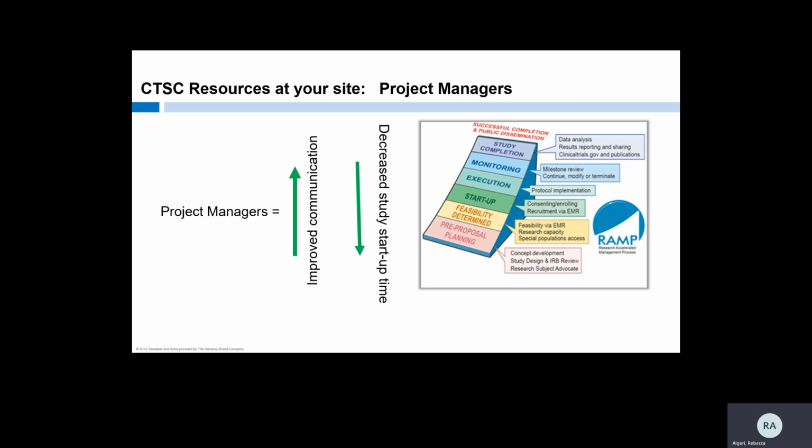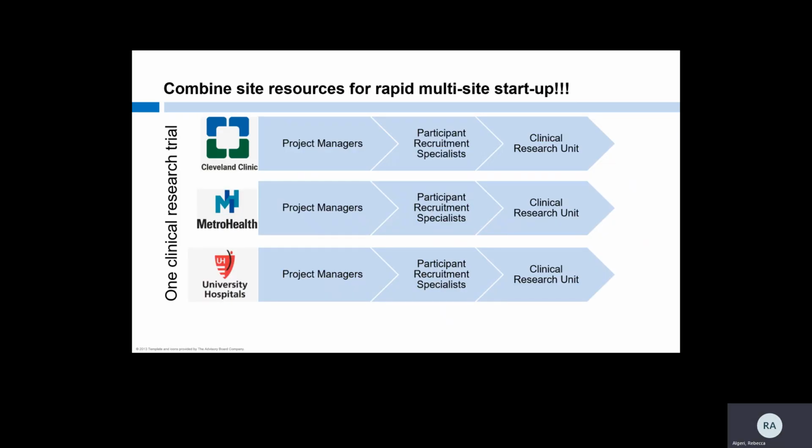Each site uses their project managers at different focus points in the research study implementation process, whether project managing the overall study implementation or managing a facet of study logistics, such as implementing protocols in the clinical research unit. You can combine resources in our multi-site consortium to your advantage, using CTSC resources to start up your study at one or more sites that have a feasible target population. Reach out to your clinical research unit to start the process and coordinate the logistics at each institution. More sites equals faster potential enrollment and faster study completion.